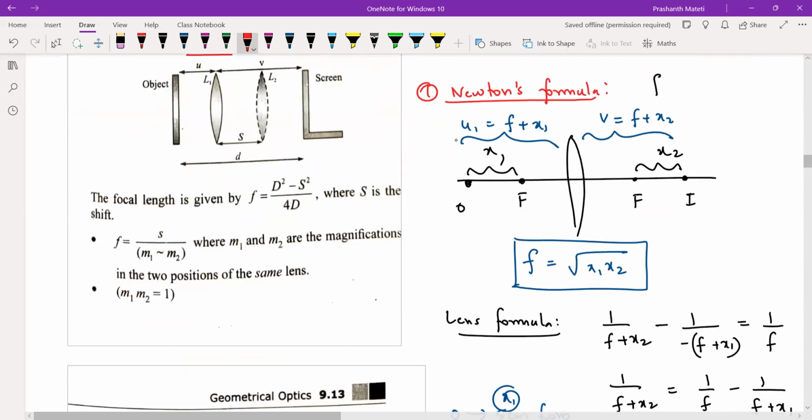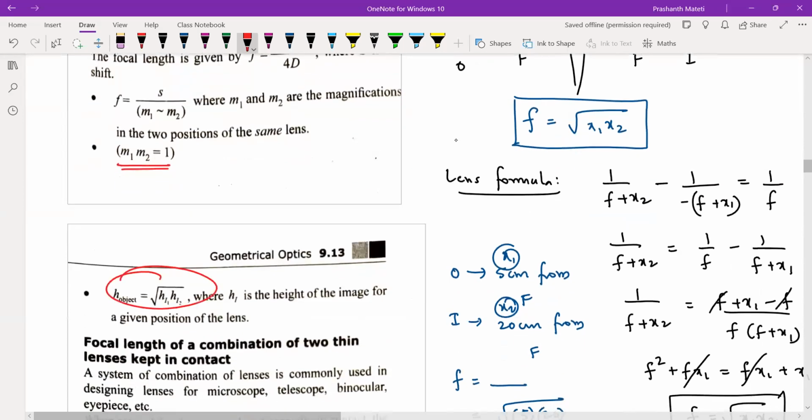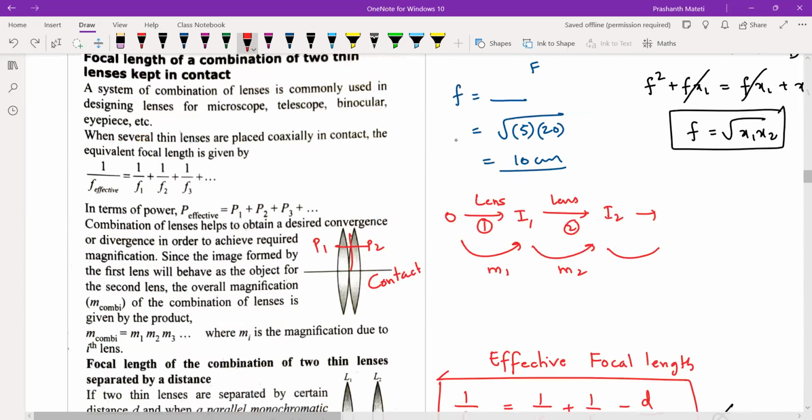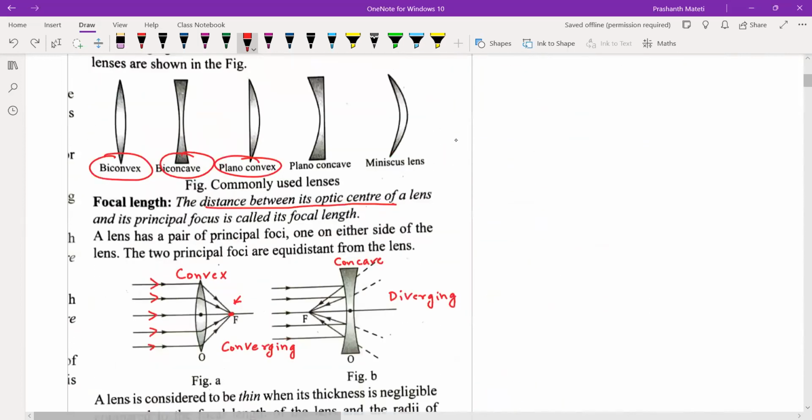And the formula is, this is small d and this is capital D, so (D square minus d square) by 4D is the focal length. And for the magnifications, when you multiply, m1 into m2 is equal to 1. And height of object is equal to the root of height of image 1 into height of image 2. Okay, so done. Now the lens, can you say it is done better?